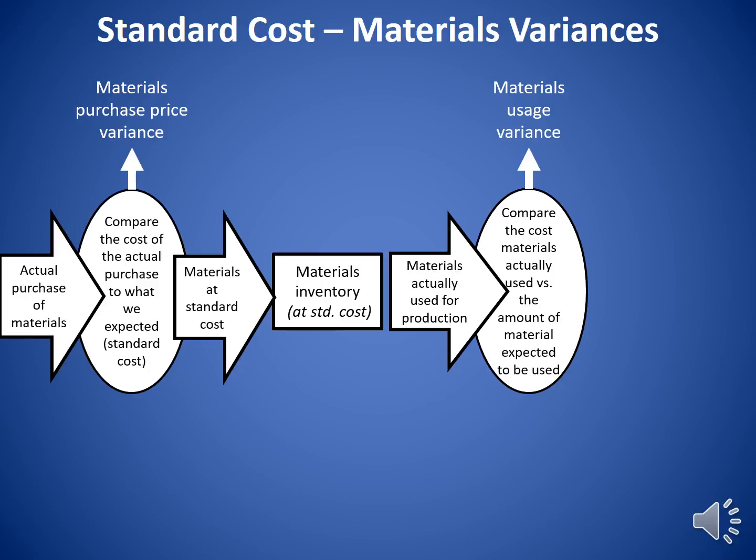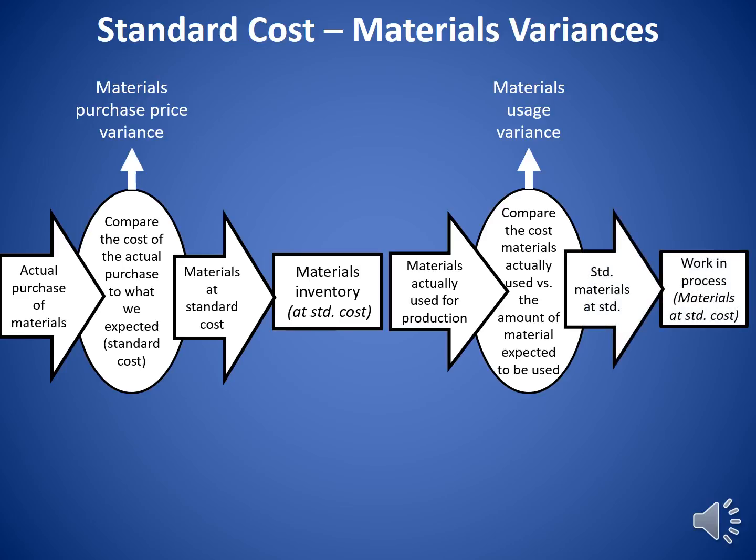And that materials usage variance is identified, and the only thing we now pass through in terms of materials is the standard cost of the materials at their standard usage. So only the standard materials at standard then get passed on to work in process. So the only amount in work in process is the amount of materials we expected to use at our expected price. So that's a 10,000 foot view of what we call materials variance: the materials purchase price variance, and the materials usage variance.